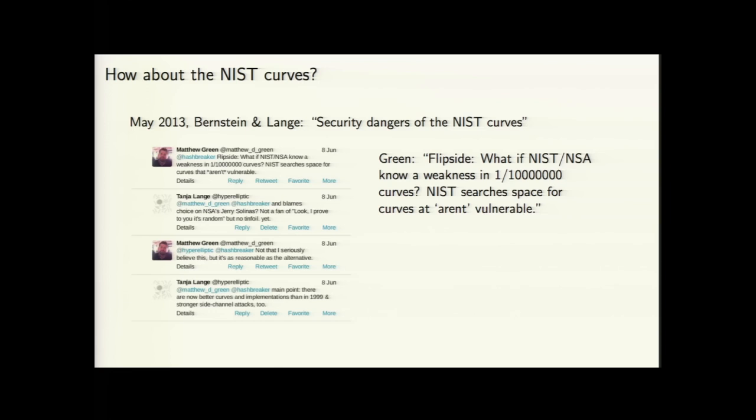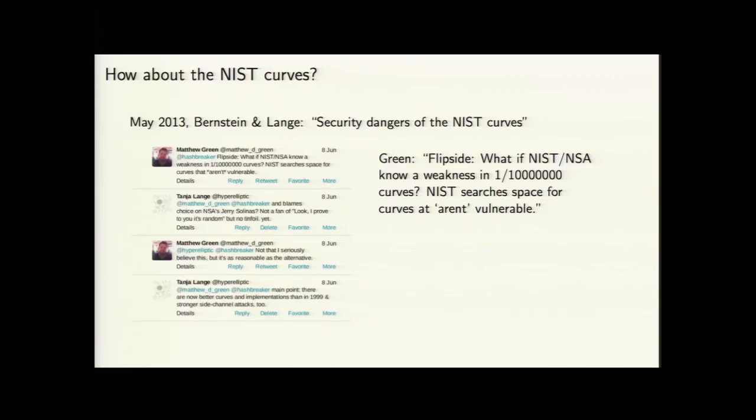We also had in there one slide saying, by the way, the provenance of these curves is kind of questionable. The NSA generated them, and if the NSA knew something which happens with a chance of, say, 1 in 10 million, they could have tried hashing lots of different seeds until they found one of the curves that's weaker.